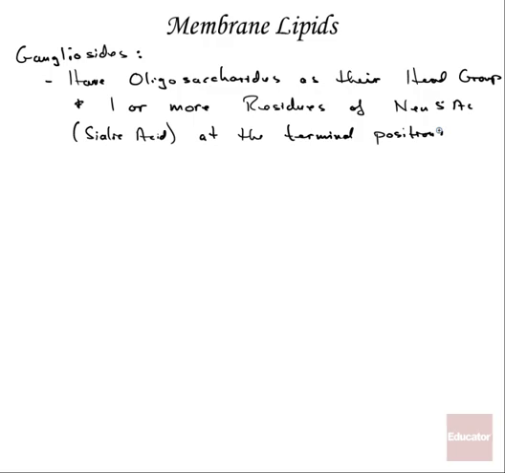So the gangliosides, what separates them from the other glycolipids, is they have oligosaccharides as their head group, and they have one or more residues of this sialic acid at the terminal position, at some terminal position. In other words, it ends with some sialic acid residue, 1, 2, 3, however many.